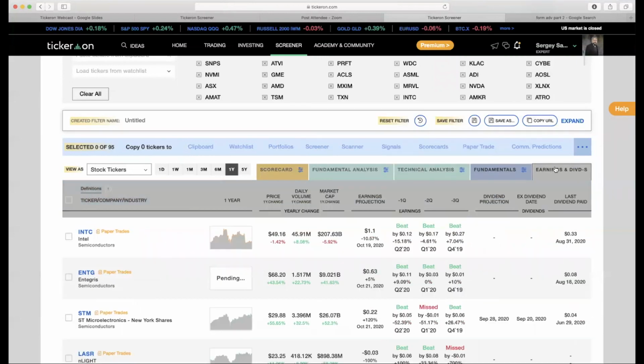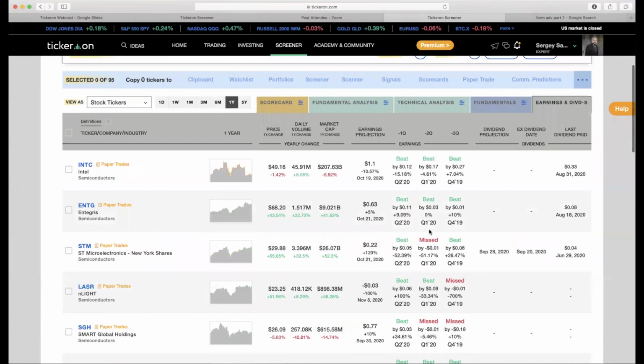And then you got the earnings and dividends section, which will show you how they performed on their earnings, right? So it's pretty straightforward. There's actually even this interesting feature where you can see this percentage right here, right? And that tells you the reaction, which I think is really useful. Like you can see that Intel on their last earnings, they beat, but then they dropped 15%.